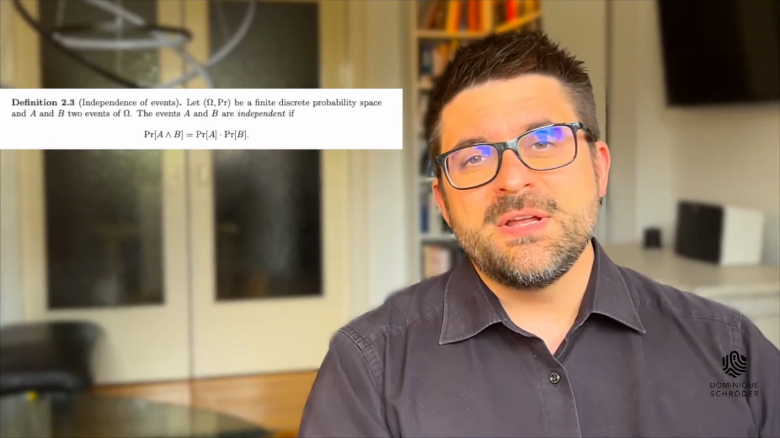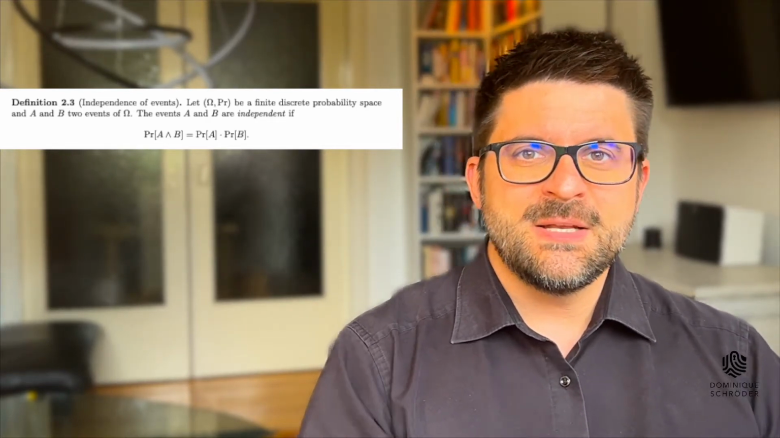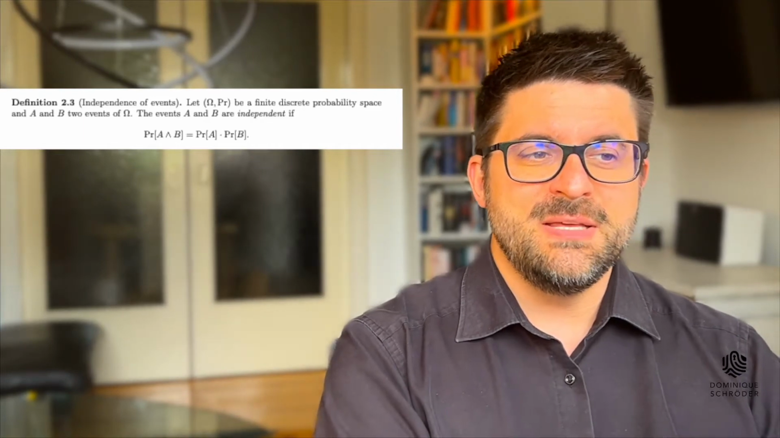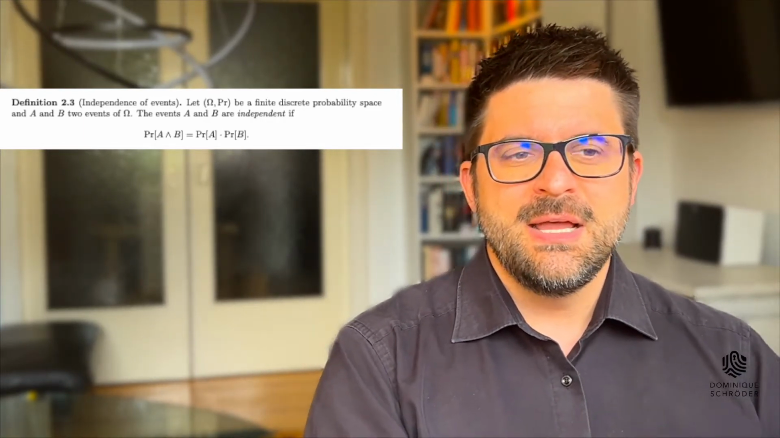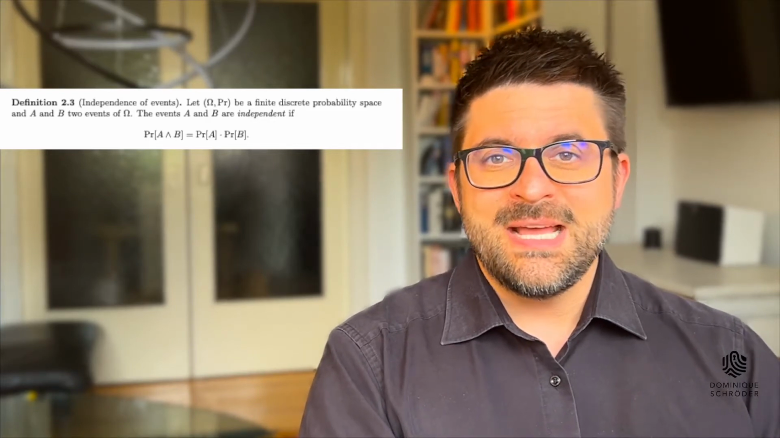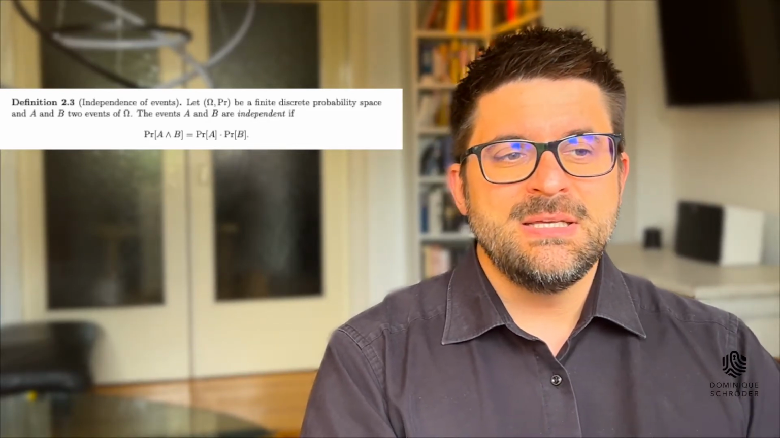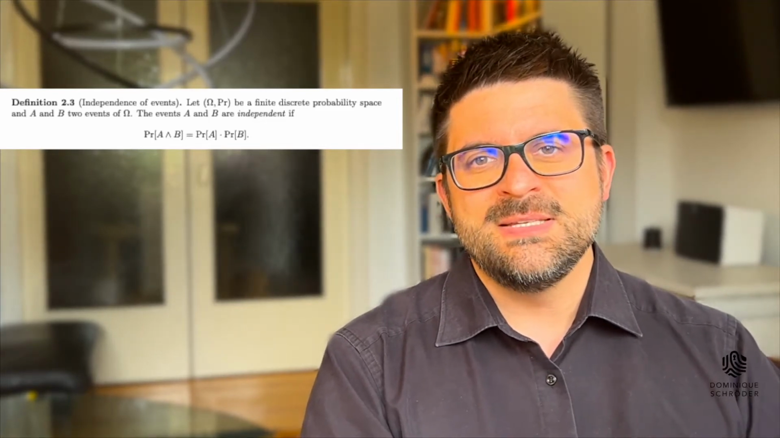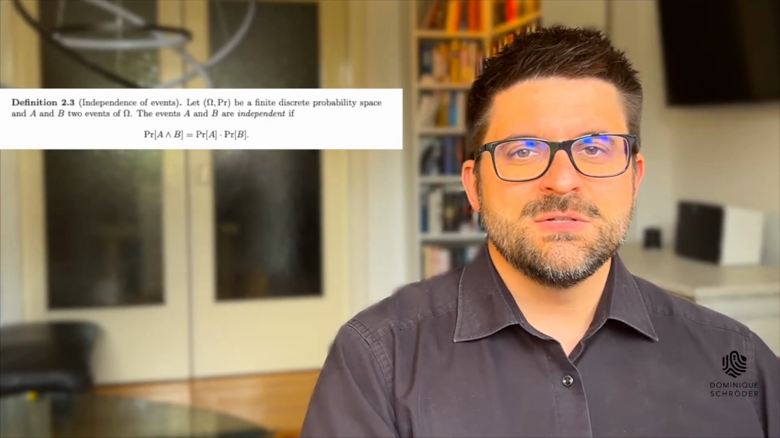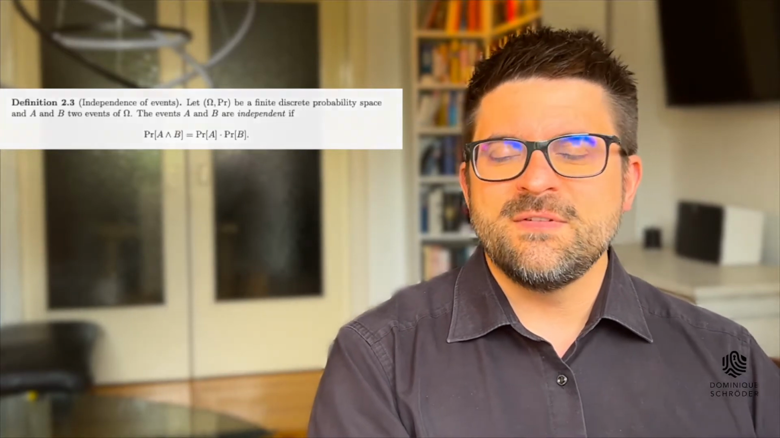If we are considering a finite discrete probability space and two events A and B, then we say that these two events are independent if the probability that A and B happen equals the probability that A happens times the probability that B happens. If this equation holds, then these two events are called independent.